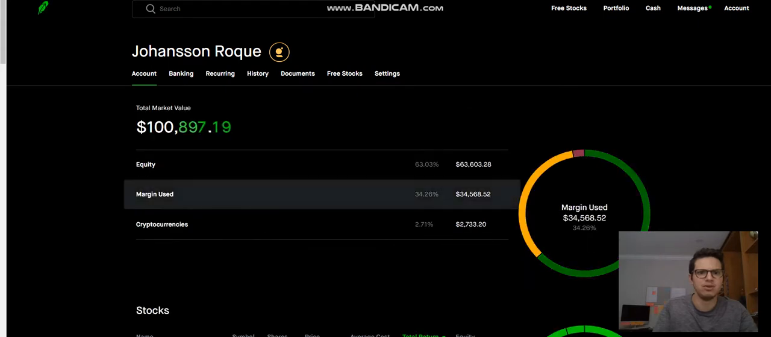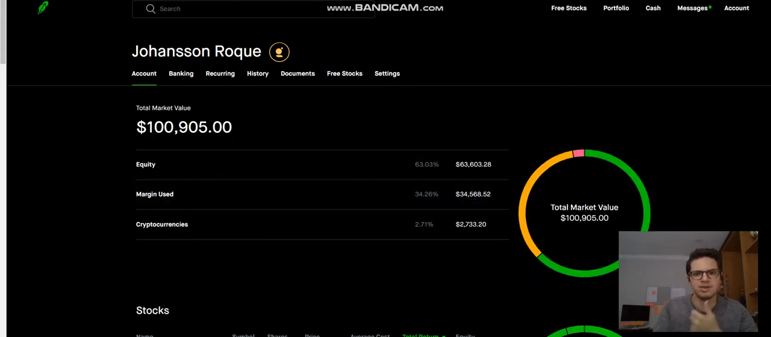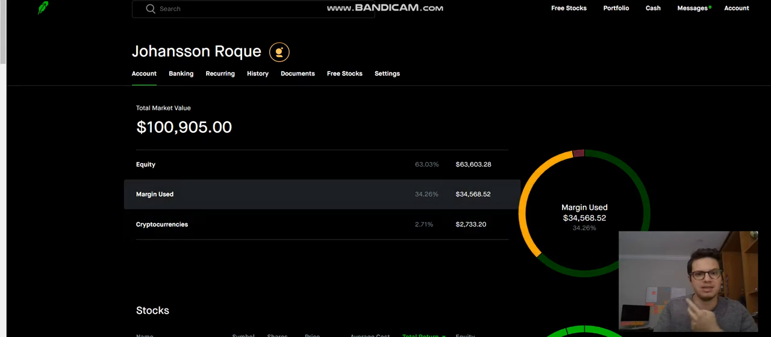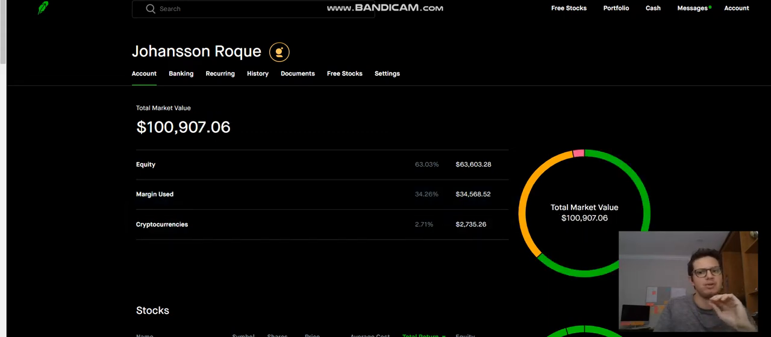And then here's an overall look at my account. So I have $63,000 in stocks, $2,700 in crypto, and this is the $34,000 I have in margin investment. And I have it on regular stocks, right? So once again, extremely risky, not financial advice, so do your own due diligence. You've got to know what you're doing.